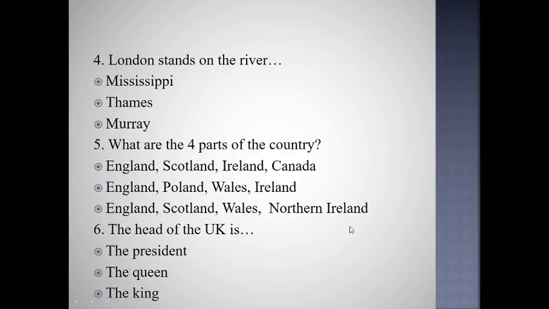What are the 4 parts of the country? Look through the variant. And the right answer is England, Scotland, Wales, Northern Ireland. The head of the United Kingdom is the President, the Queen, the King. The right answer, the Queen.